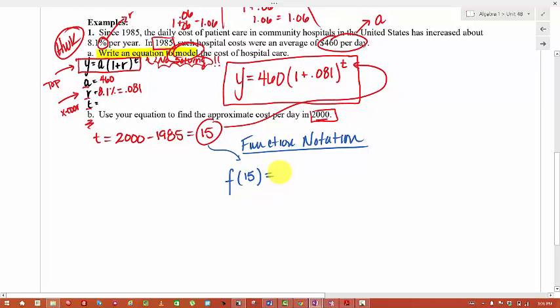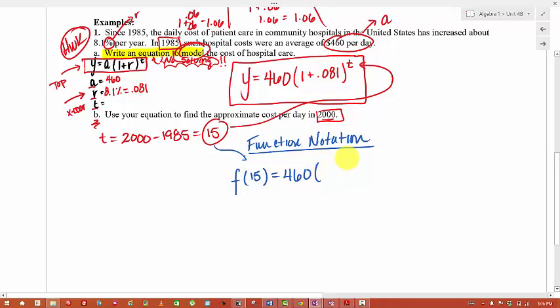We'll duplicate everything else that's up there. So here's our initial amount, $460 per day. Let's clean up that middle piece so it says it the correct way. So it's going to say 1.081. That's our growth factor. It's 100% plus 8.1% growth. So it's not growing super fast. It's not doubling like the paper folding activity, or it's not tripling like some of the other activities we've seen. And then, of course, we're going to plug in our 15 because that's what we're doing.